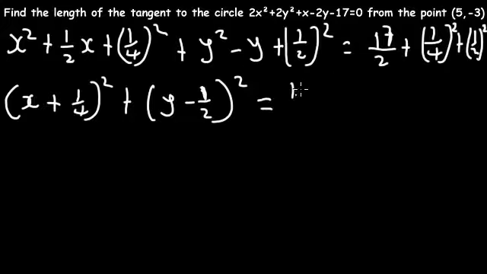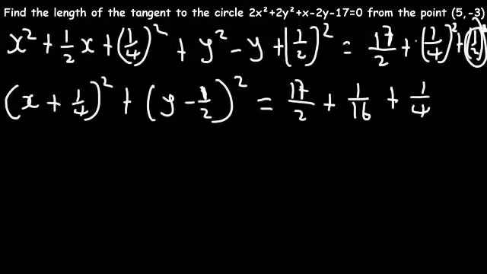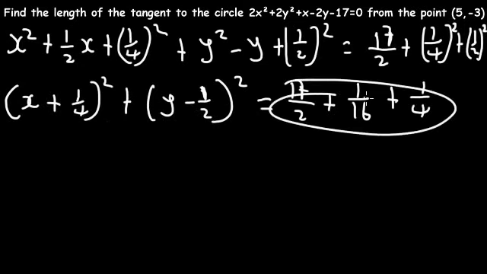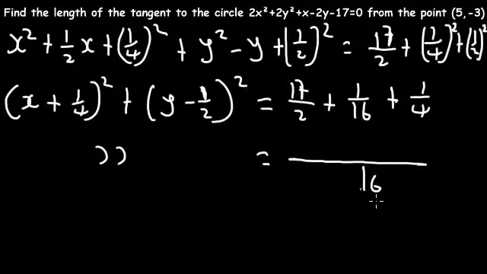So let's expand this. We have 17/2 plus 1/16. When we squared 1/4, we got 1/16, plus 1/4. When we squared 1/2, we have 1/4. So the goal is just to focus on this right hand side. The LCM in this case will be 16 because they are all multiples. 2 in 16 is 8. 8 times 17, let me use my calculator for that. 8 times 17 is 136.